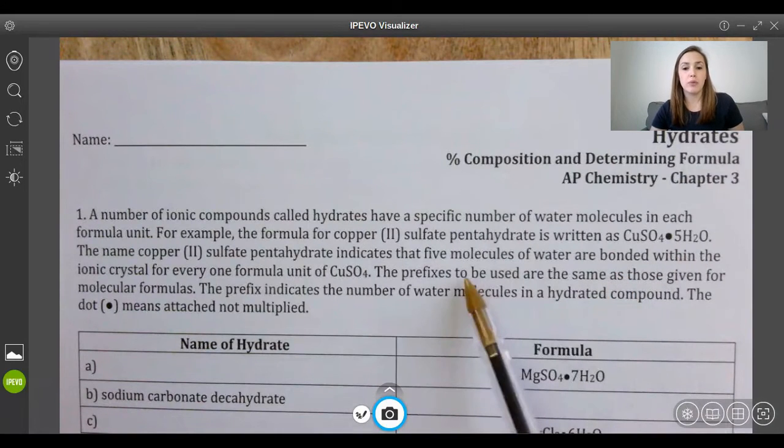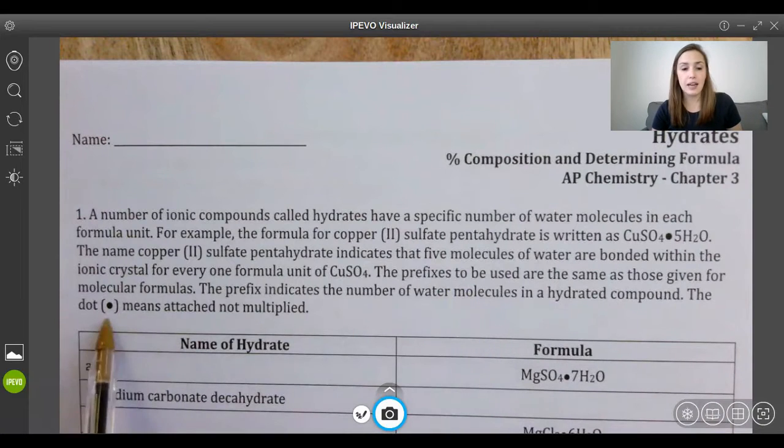A couple of things: we're going to be using prefixes to show how many waters are within it. And then also, this dot here is not multiplication. It's the symbol that we use to signify that we have a hydrate. So just be aware of that, especially when we get to some of the calculations.